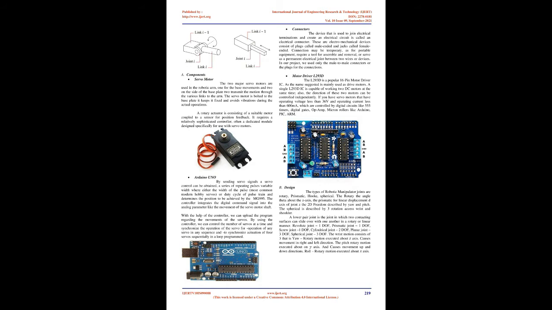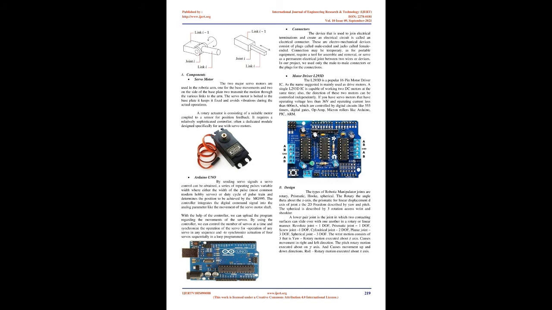Connectors. The device that is used to join electrical terminations and create an electrical circuit is called an electrical connector. These are electromechanical devices consisting of plugs, called male-ended, and jacks, called female-ended. Connection may be temporary, as for portable equipment, require a tool for assembly and removal, or serve as a permanent electrical joint between two wires or devices. In our project, we used only the male-to-male connectors, or the plugs, for the connections.